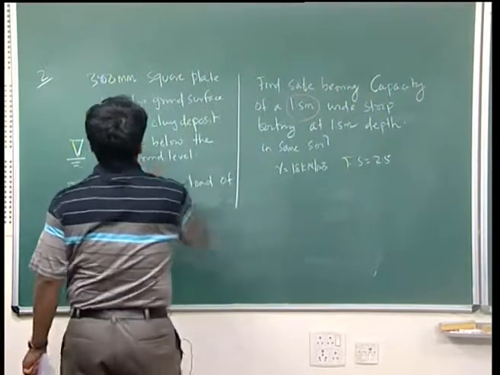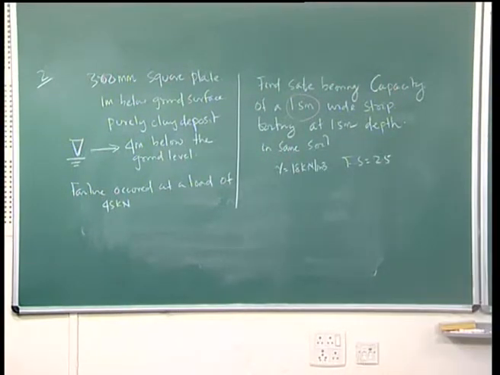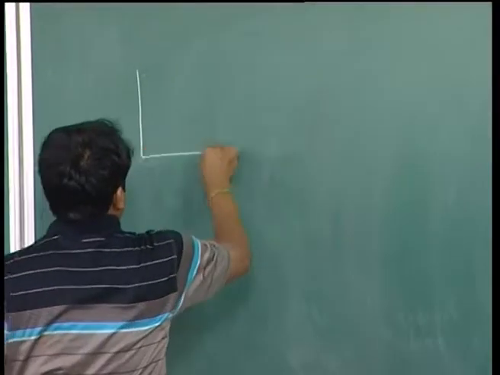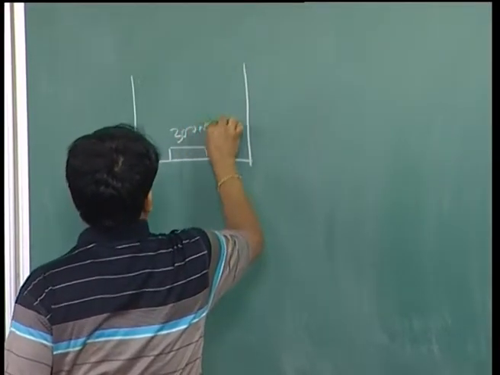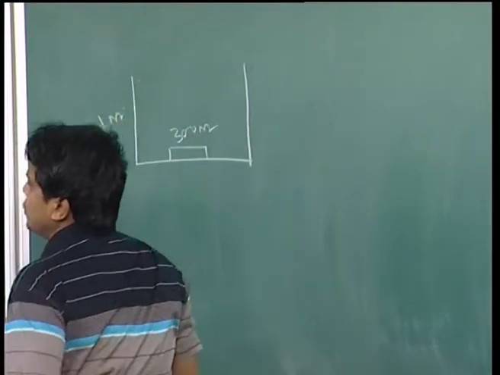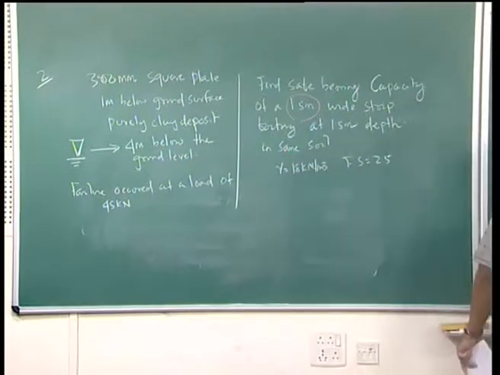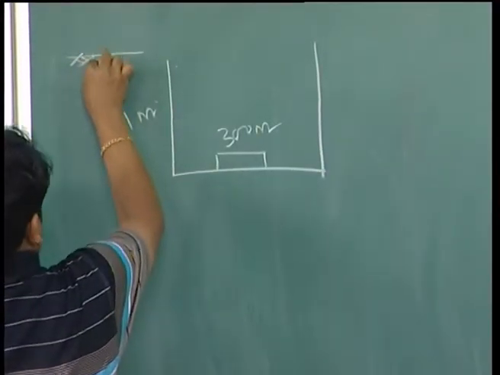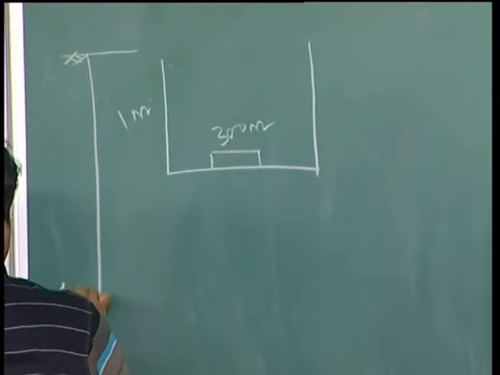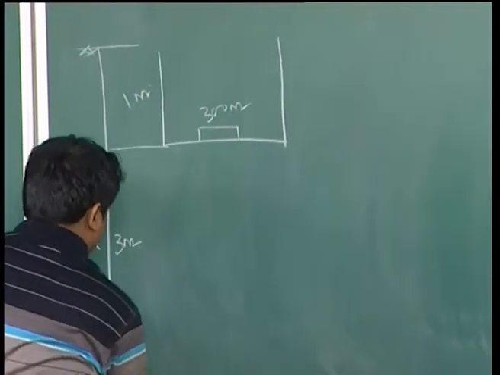As the plate size is 300, what is the water table effect on the plate? The plate is 1 meter below the ground, and the water table is located 4 meter below the ground level. That means below this plate the water table is 3 meter away. Here is your water table.